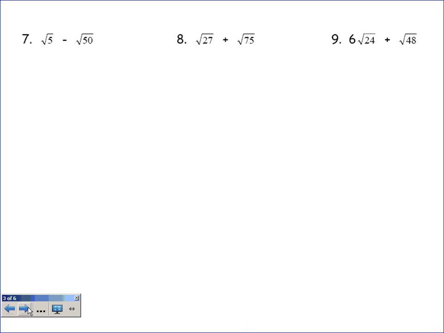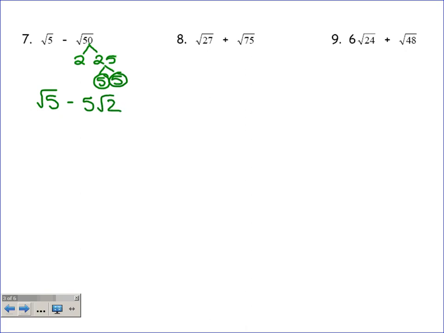Can you break down 50 in any way? Yes. 2 and 25. Okay. We could say 2 and 25. And then we could say 5 and 5. This could be rewritten then as the square root of 5 minus, since there's a pair of 5s, it would be 5 times the square root of 2.